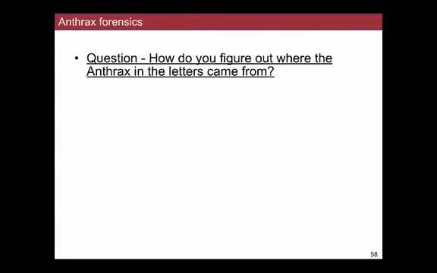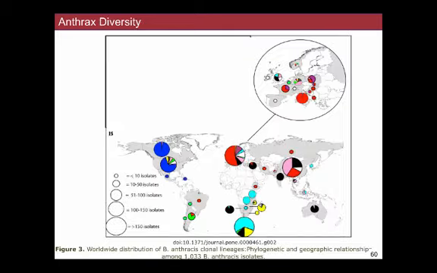So the first question that was asked basically by everybody involved was, how do you figure out where this anthrax came from? And it turns out the answer came from phylogenetic analysis, from building evolutionary trees of the anthrax in the letters and comparing it to the anthrax from other samples. And I'm going to back up for a little bit.